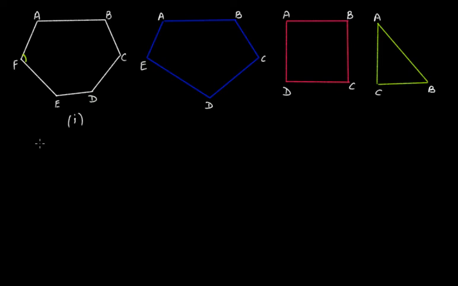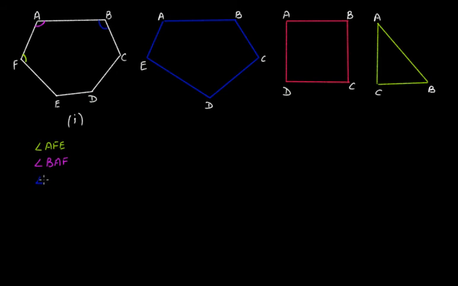So the first angle will be angle AFE. Now come to this vertex. It's a vertex of the polygon, and it will also be the vertex of these two sides, because they are forming an angle. So this is angle BAF. Again, move to vertex B. Vertex B is formed by these two sides of this polygon, and these two sides will act as the arms of this angle.